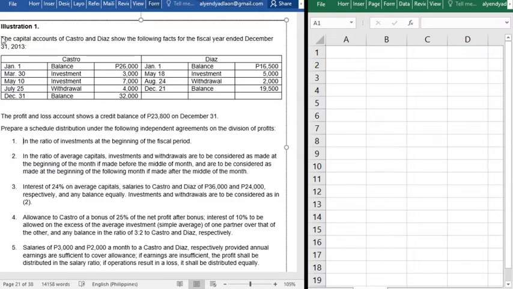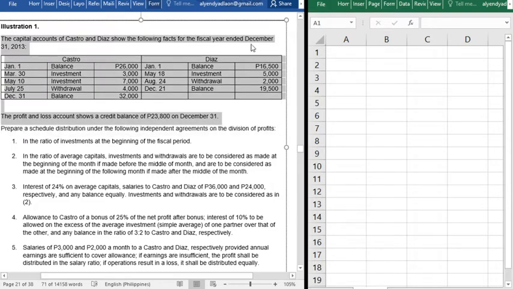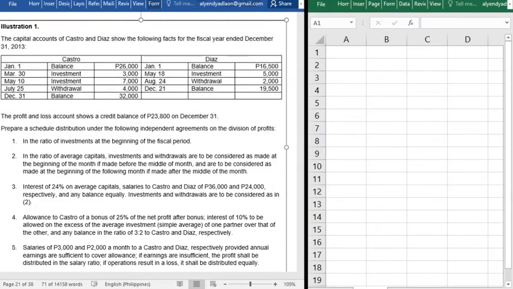Now, prepare a schedule of distribution under the following independent agreements. First, on the ratio of investments at the beginning of the fiscal period. Second, ratio of average capital. Third, interest of 24%. Fourth, allowance of bonus. We also have providing salaries. These are independent situations and we are going to solve this based on one problem. Now let's start with illustration 1.